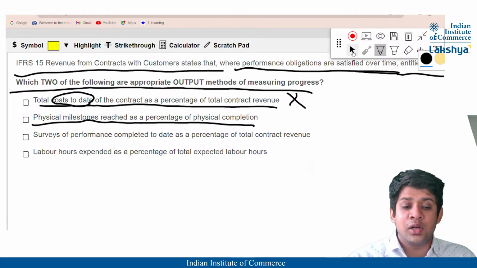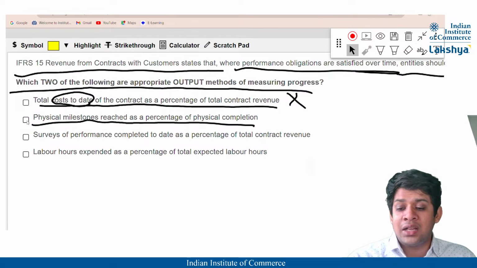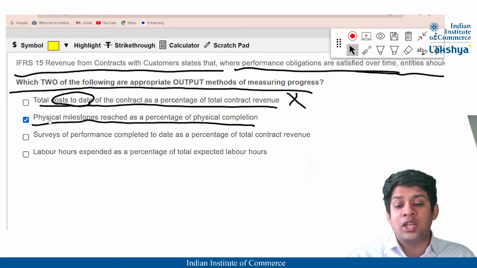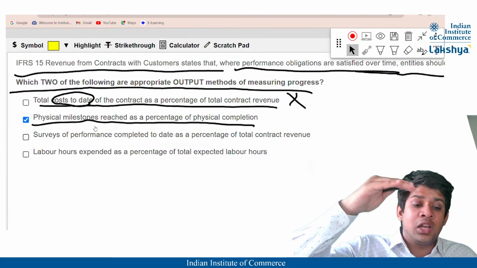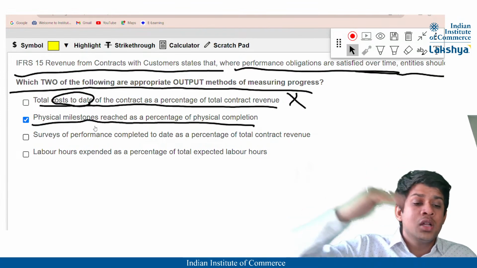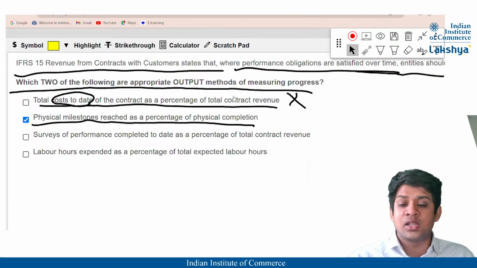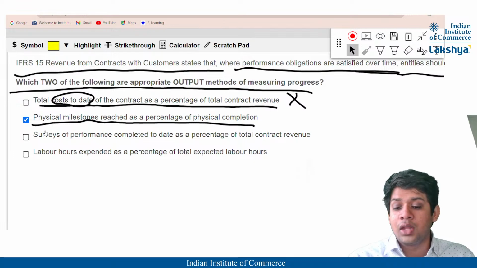Yes, this can be considered because I'm actually checking what milestones are completed physically and accordingly determining. Maybe I'm constructing a building, so I'm checking what physical milestone is reached. Maybe I've constructed the first 2 floors. So accordingly I can determine, okay, this much percentage of the project is completed.